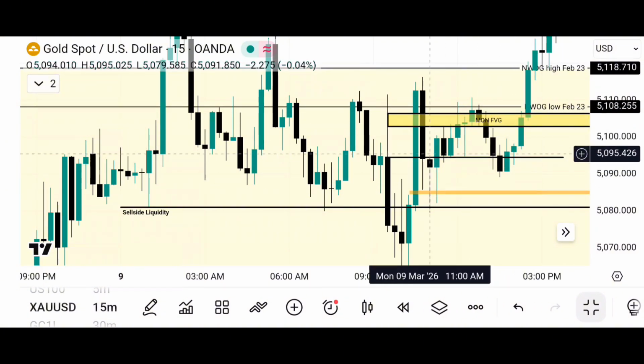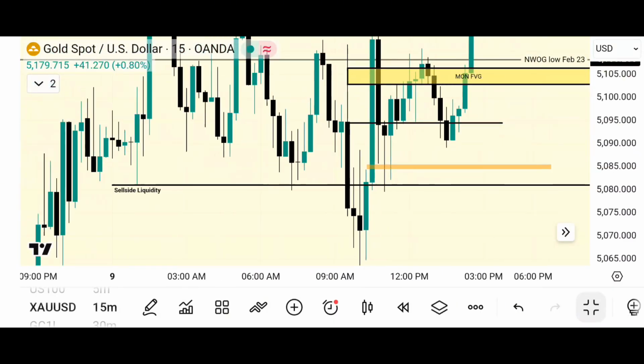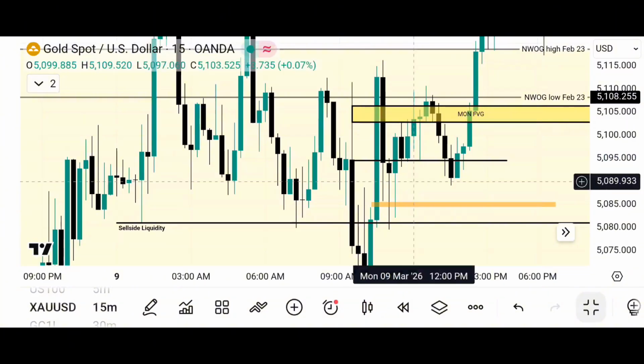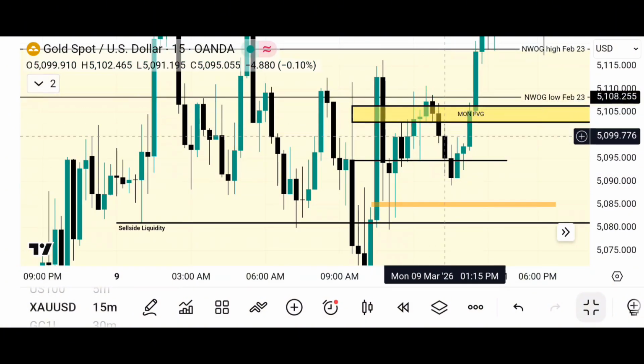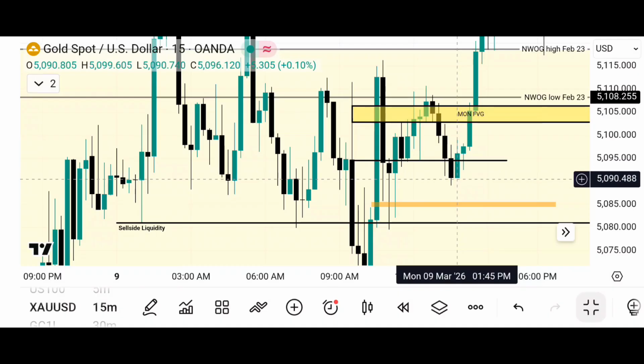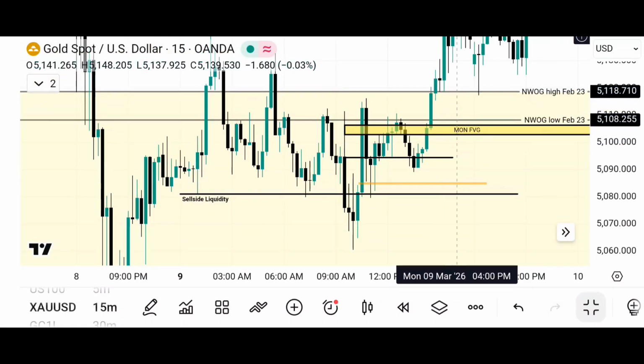So price trades down into it twice. The first time, trading into this fair value gap. It's a really small fair value gap. And the second time, it traded up into the Monday's first presented fair value gap and traded down into the order block once more before bouncing up during the New York PM session.